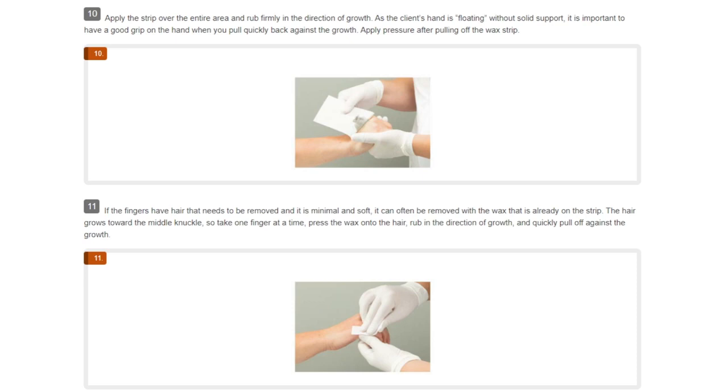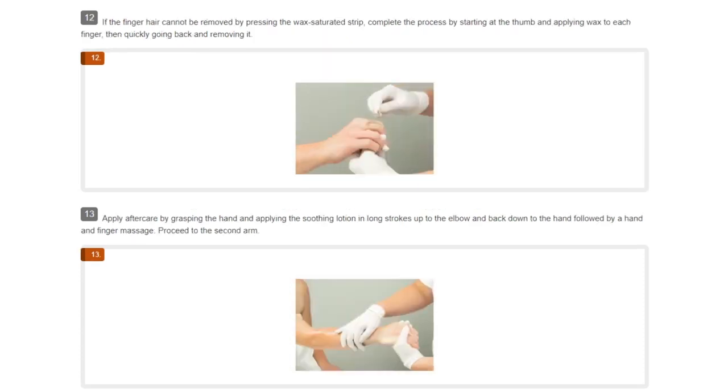11. If the fingers have hair that needs to be removed and it is minimal and soft, it can often be removed with the wax that is already on the strip. The hair grows toward the middle knuckle, so take one finger at a time, press the wax onto the hair, rub in the direction of growth, and quickly pull off against the growth.